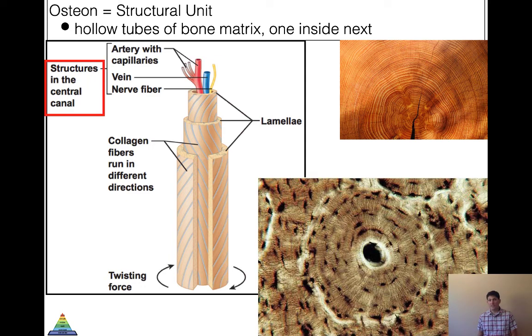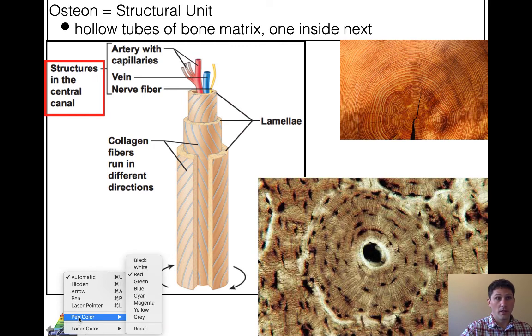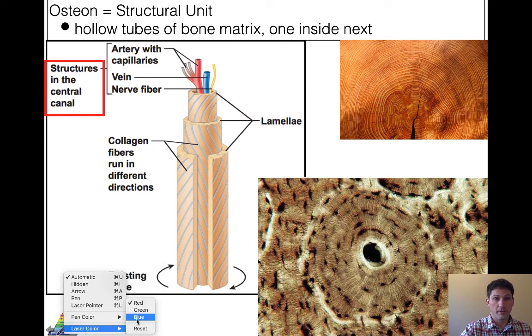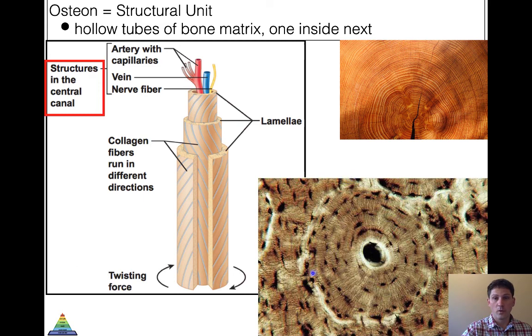Now, we've seen the osteon before, and this is our structural unit of bone. So inside of the osteon is this hollow tube that we call a central canal. And let me pull this laser up here. So we can see one whole osteon right here, and within the middle of that is our central canal. Inside of the central canal, we see that we have arteries and veins and nerve fibers. And these need to bring in nutrients and take out wastes and feed all of those osteocytes that are stuck within those lacunae.